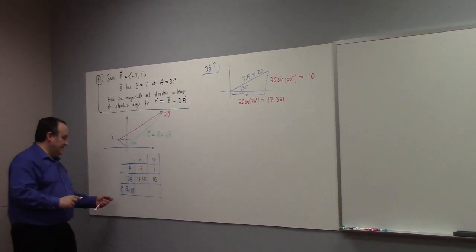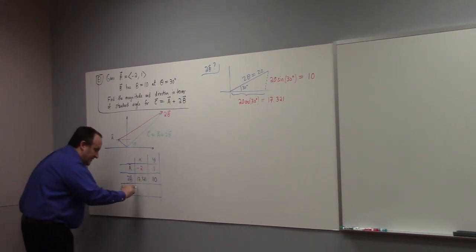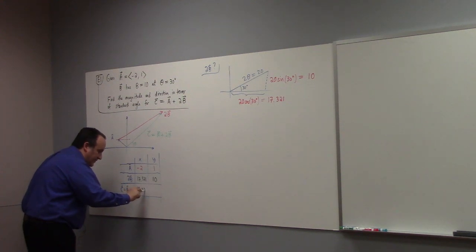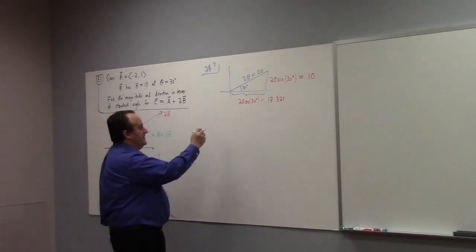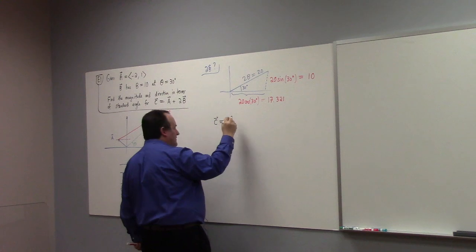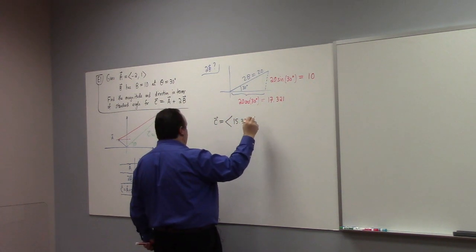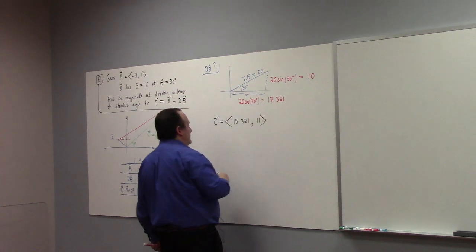All right. Now c, the a plus 2b vector, I simply get the components of that by adding the x components and the y components respectively, right? That's our definition of vector addition. So this gives me a 15.321, and this gives me an 11. So I find that c is 15.321, comma 11. Now that's not the answer yet.